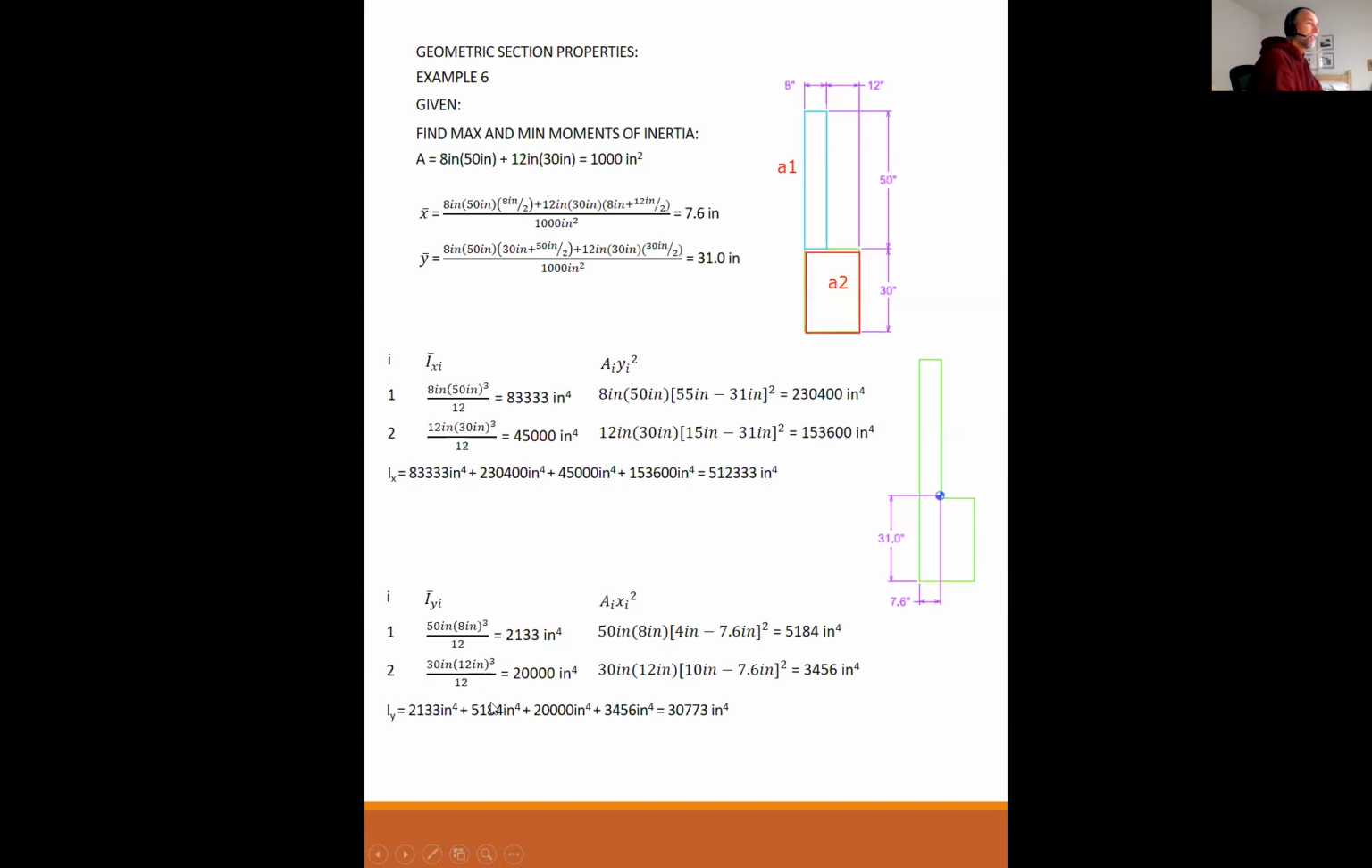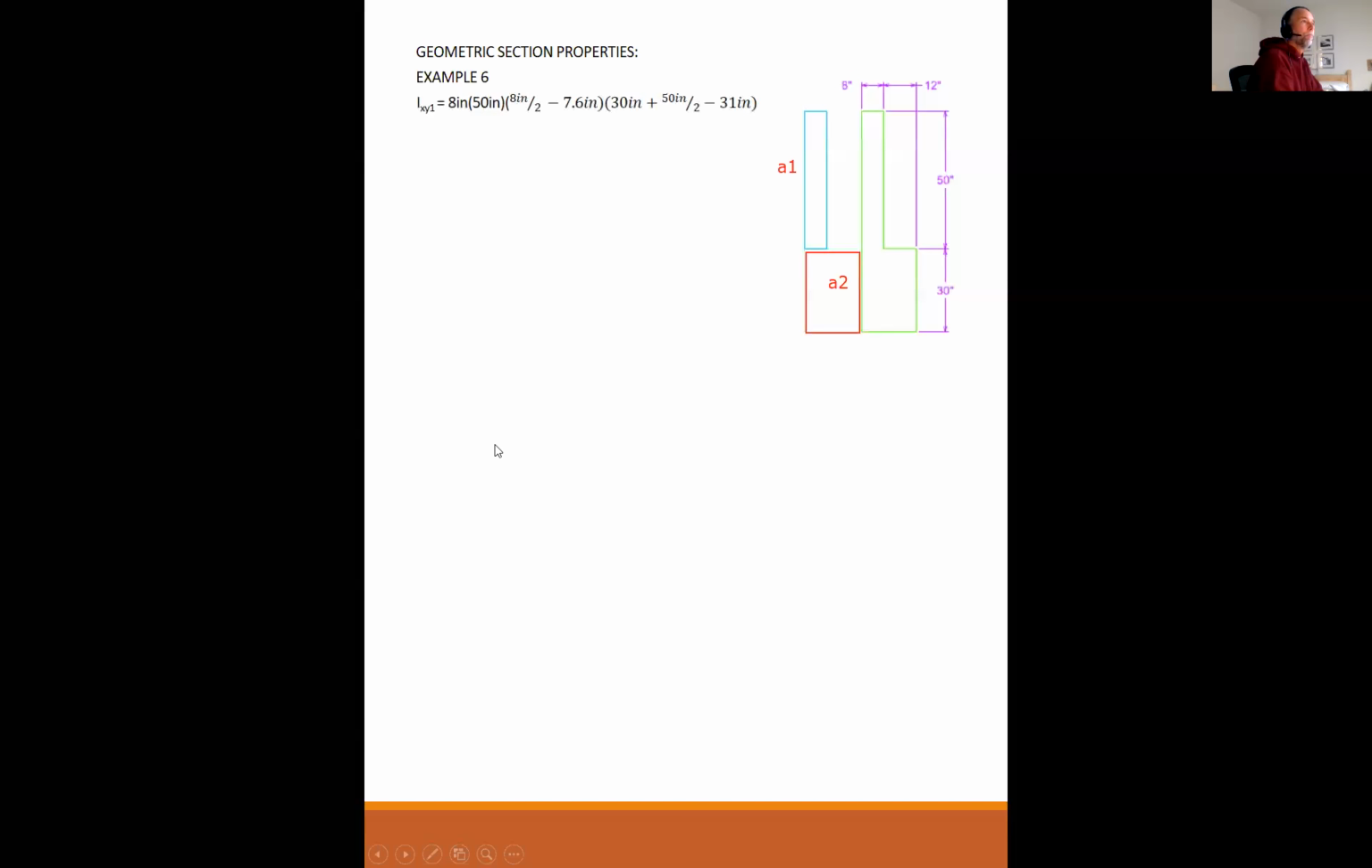Okay, so that gives me Ix and Iy. Now what I want to do is find the products of inertia, and I have 2. I have A1 and I have A2. So A1, I got 8 times 50 times (8.5 minus 7.6), which is dx, and (30 plus 50 over 2 minus 31), which is dy. And that equals minus 34,560. Products of inertia can be negative. Moments of inertia cannot be negative, but products of inertia can be.